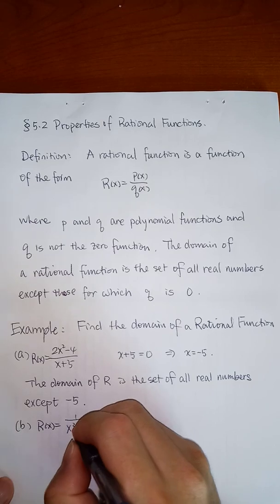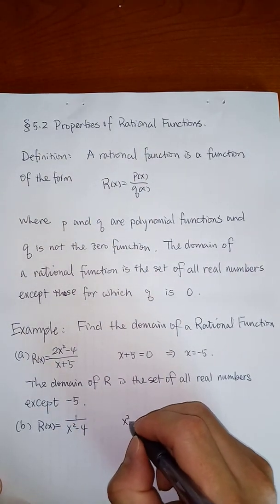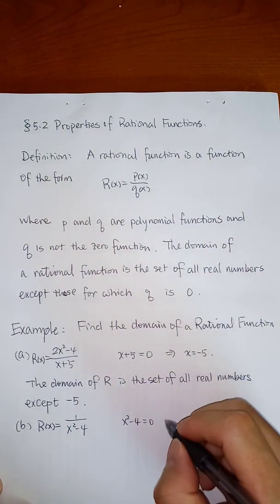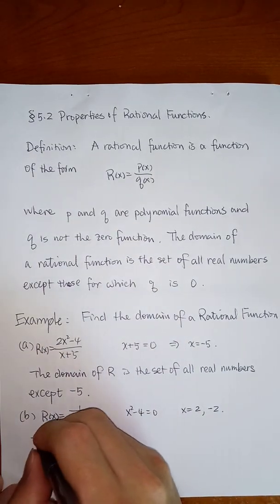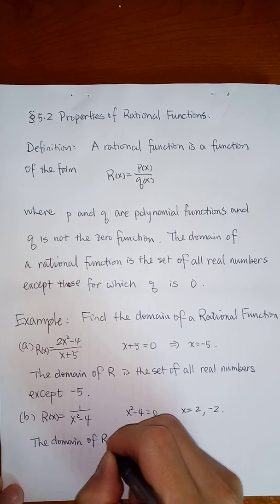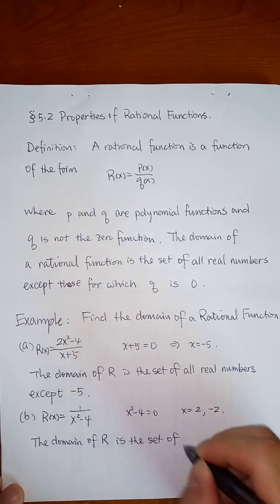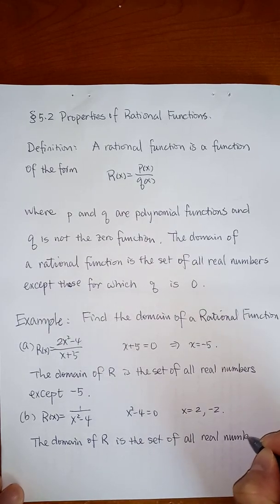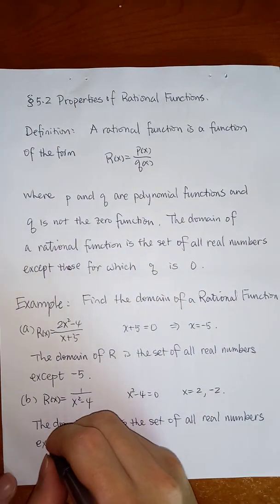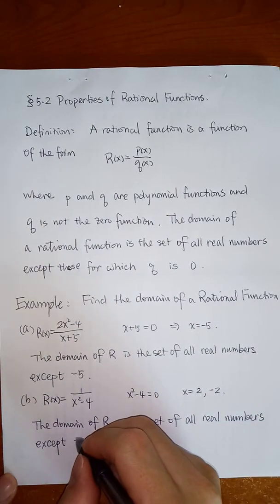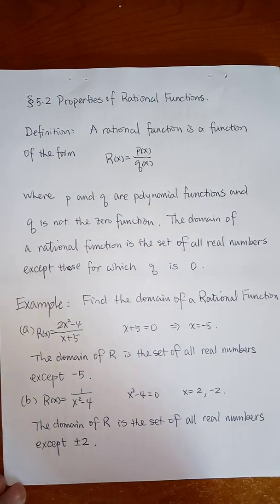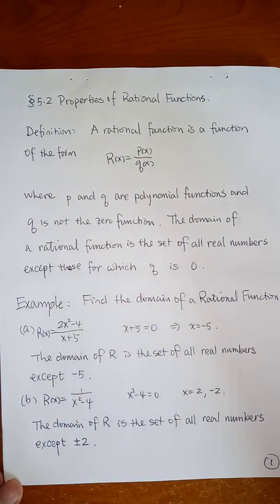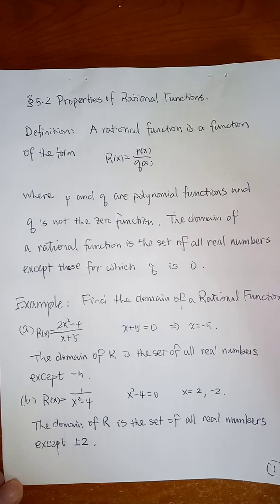Second, we do the similar thing. We set the denominator equal to 0. So here, x will be 2 or negative 2, plus or minus 2. And then we say the domain of r is the set of all real numbers except 2 and minus 2. We can write it this way, plus minus 2. You can write 2 and negative 2, or you can write plus minus. This is a standard notation in calculus, in mathematics. So the set of all real numbers except plus minus 2.